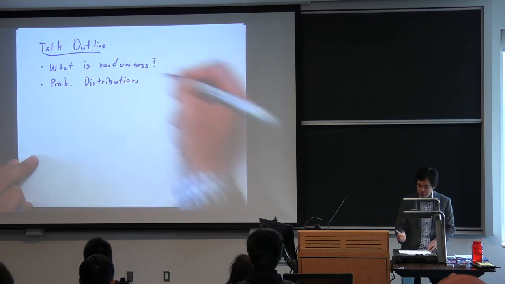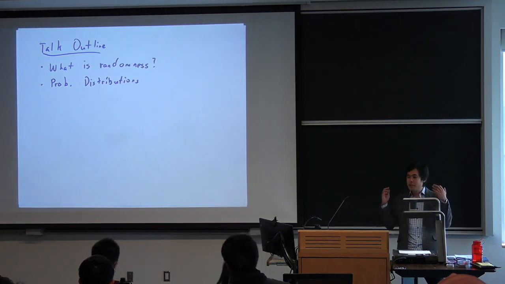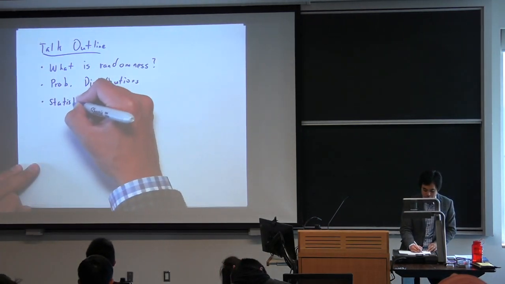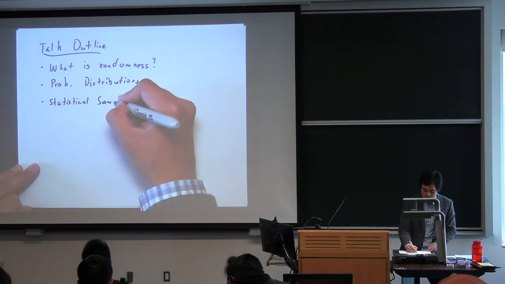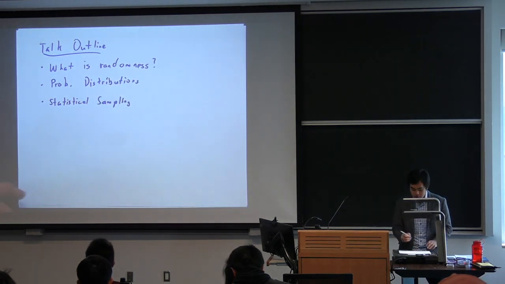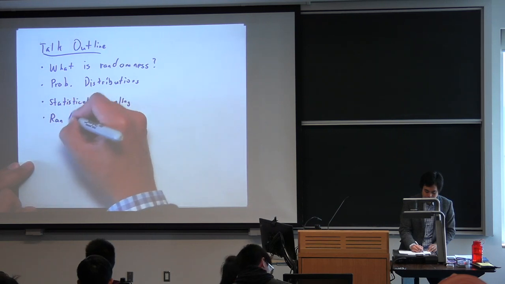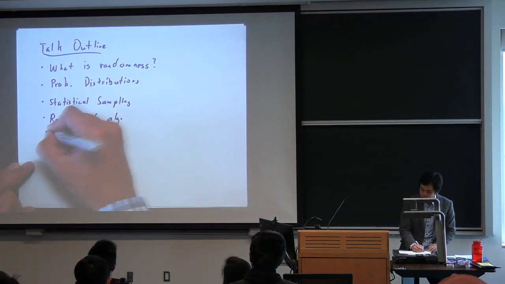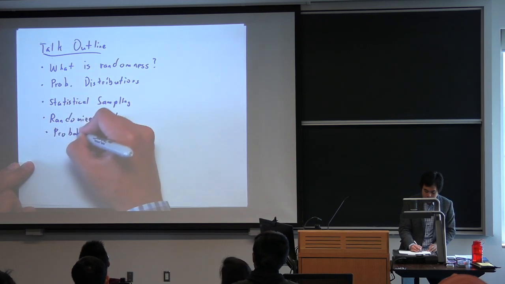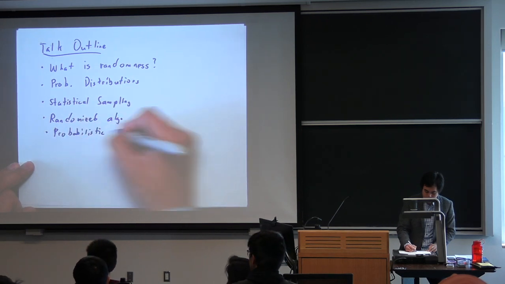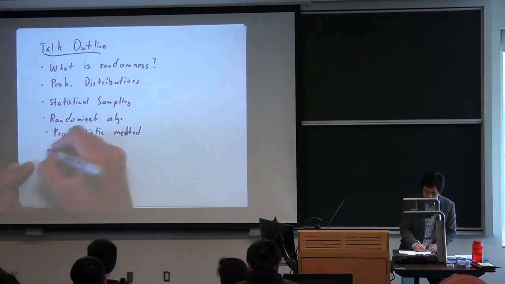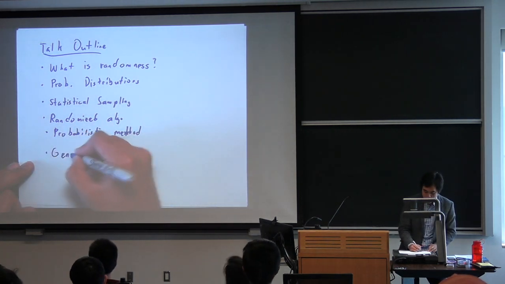And then we'll jump straight into a couple of different ways that the various disciplines at CMS harness randomness for all kinds of problem solving. We're going to start with statistical sampling, which many of you will probably be familiar with. Then we'll move on to randomized algorithms, and then the probabilistic method, which I don't think was in my abstract, but I thought is an appropriate method. Then we'll finish off with a tiny bit of genomics.